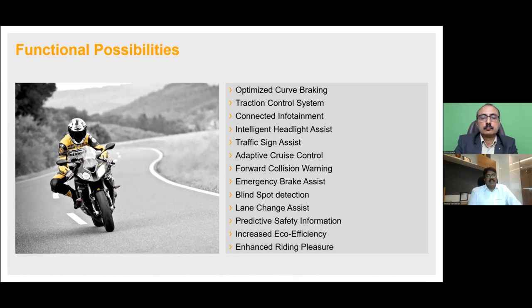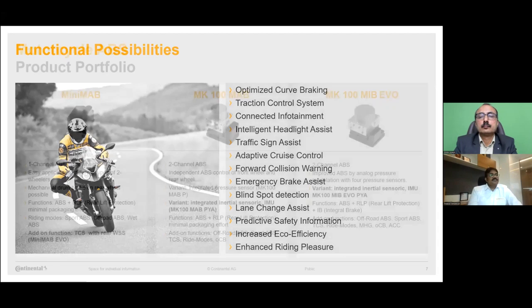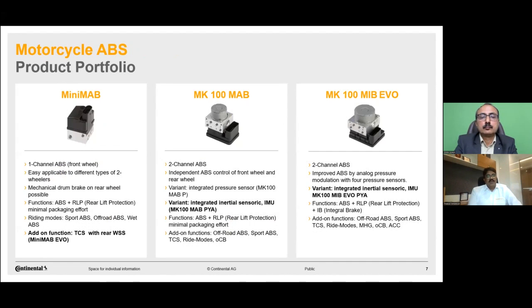But very important is that these are the functions possible when introducing ABS plus radar plus camera. Typically it doesn't need to be a full-fledged, different ECU itself, but can be smart cameras. Maybe to start with, it can be an indication to the driver, and maybe it can go to the next step of even controlling and assisting. So currently what we have in our portfolio is these three products, which you see here.